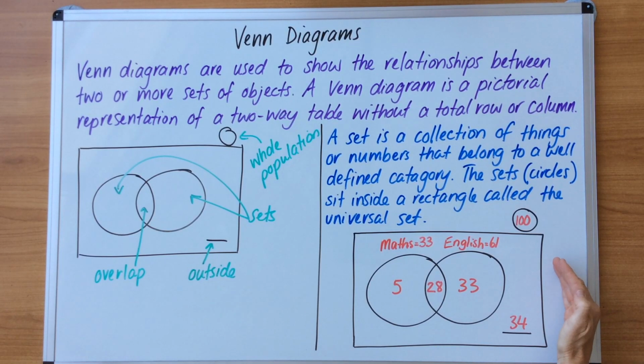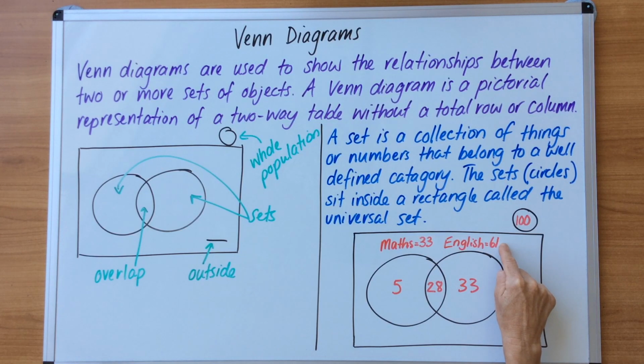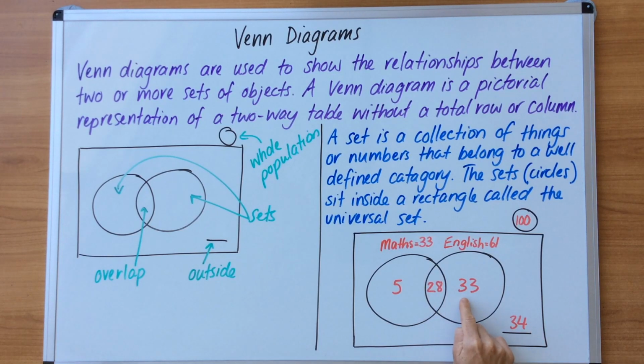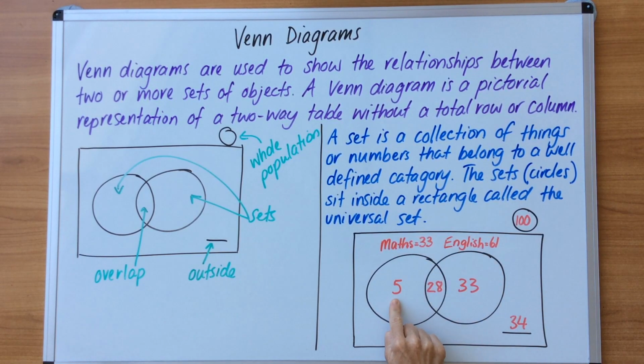To further explain that, I have an example here about 100 people, that's the population, that was surveyed to see if they liked maths or English. The survey brought up information showing that 33 people liked maths and 61 people liked English and 34 liked neither maths nor English. To figure out the numbers on the inside, we have 28 people that like maths and English, 5 that like maths only, and 33 that like English only.